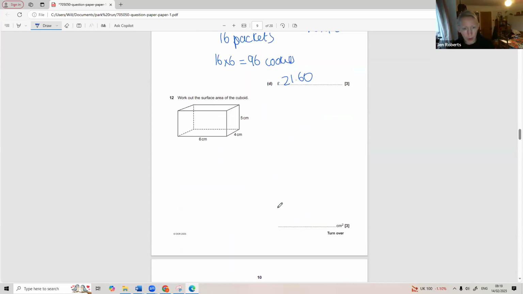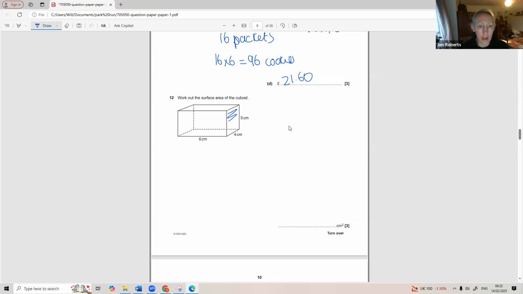Okay, surface area. Work out the surface area of this cuboid. So surface area is the total area of all your faces. How many faces do we have in a cuboid? We have 6 faces. So we need the area of all those 6 faces.